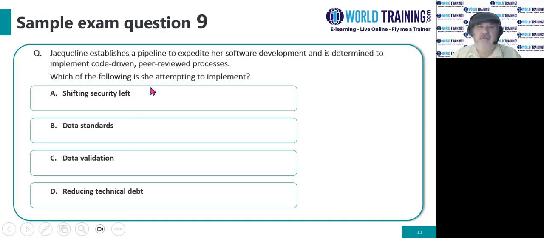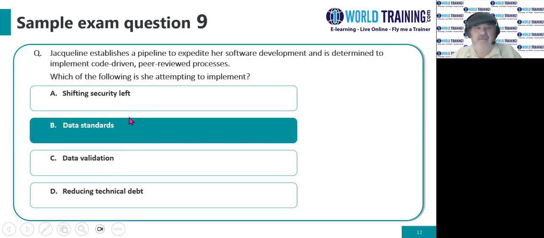So I'm going to be a little bit guessing here. This is one I might check later if I wasn't sure. Let me reread the question. Jacqueline established a pipeline to expedite her software development. Is determined to implement code-driven, peer-reviewed processes. I'm going to guess data validation. No, it's data standards. Yeah, that was my second guess. So establishing data standards for the peer reviews, I guess, is what they're referring to. So that's one I probably would have got wrong. You might want to memorize that one if you were the same as me.